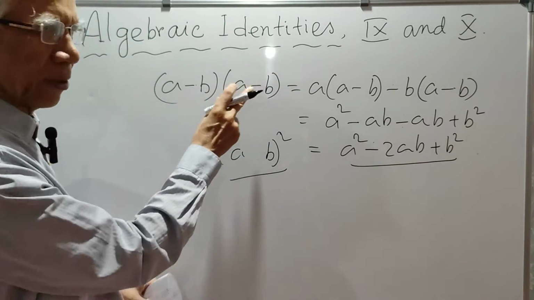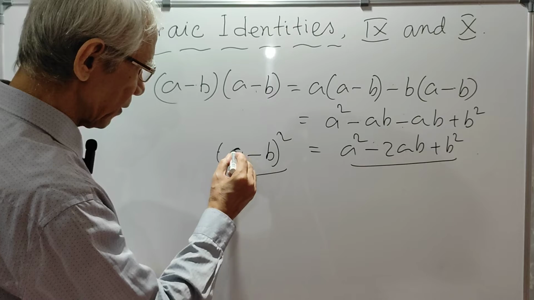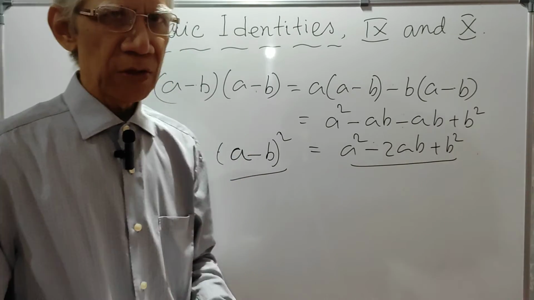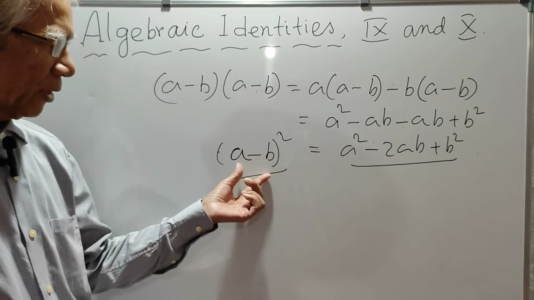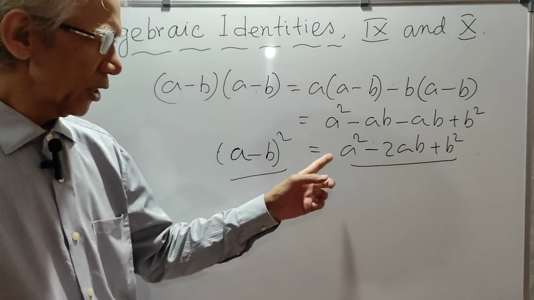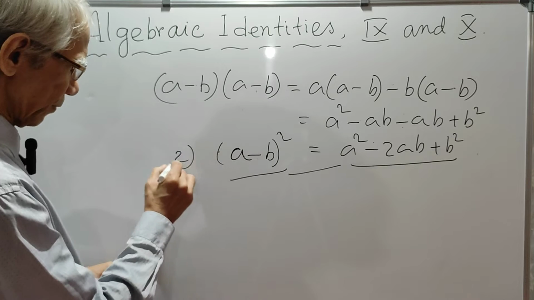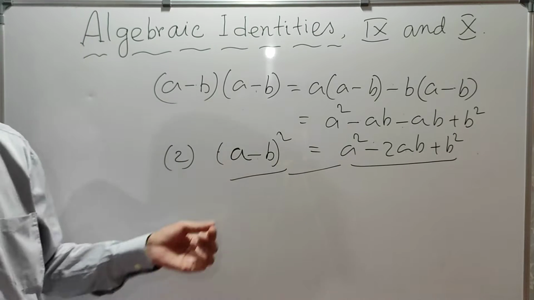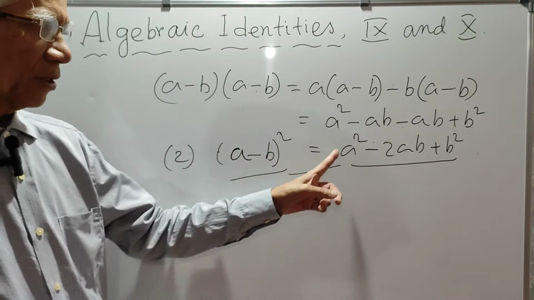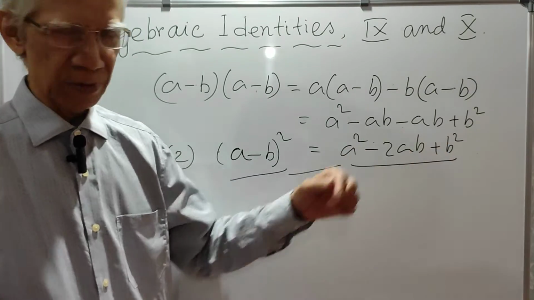So A minus B into A minus B is what? A minus B whole square. All right. So A minus B into A minus B, that is A minus B whole square, that is equal to this A square minus twice AB plus B square. This is the second identity. So what is the second identity? A minus B whole square equal to A square minus twice AB plus B square.